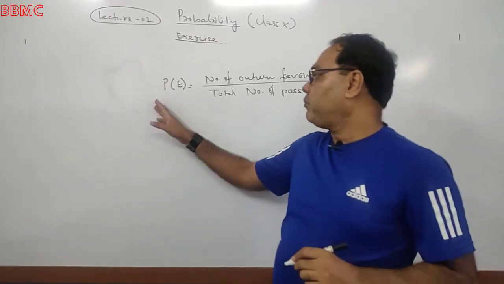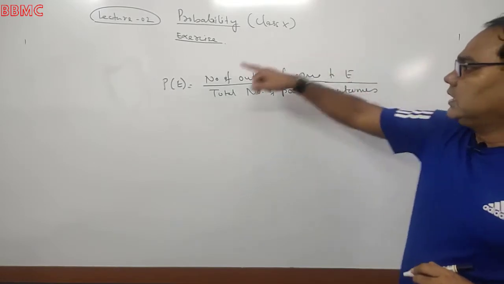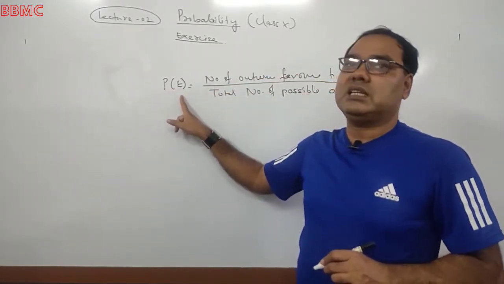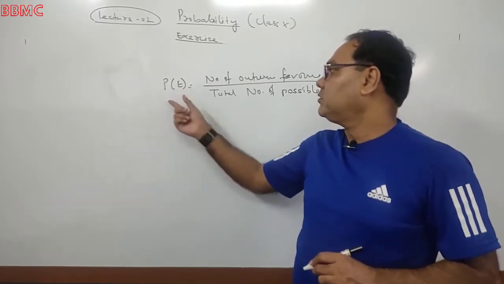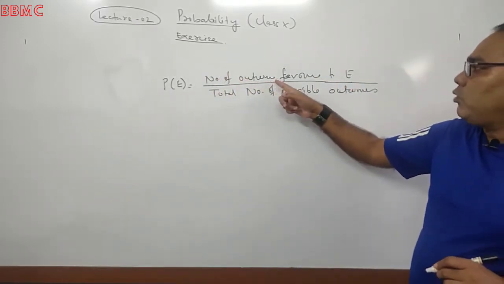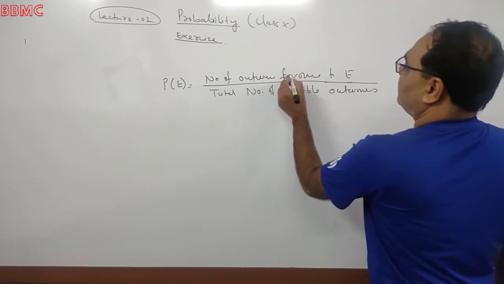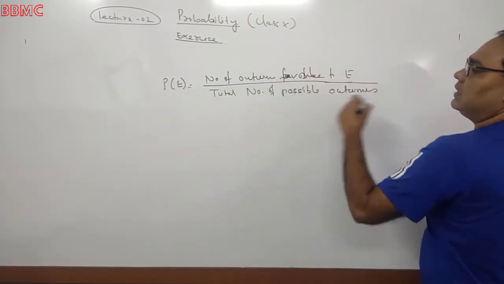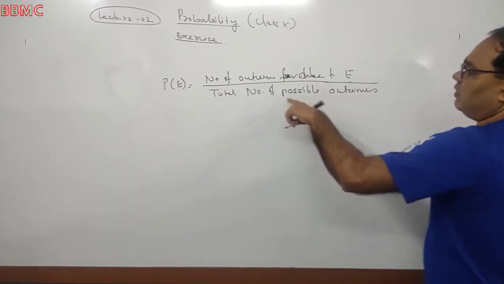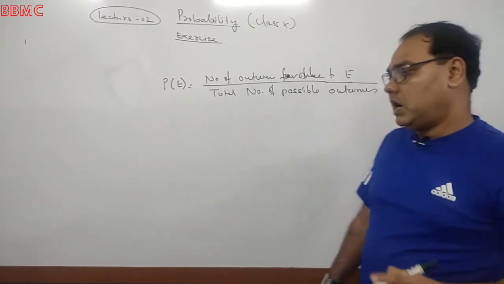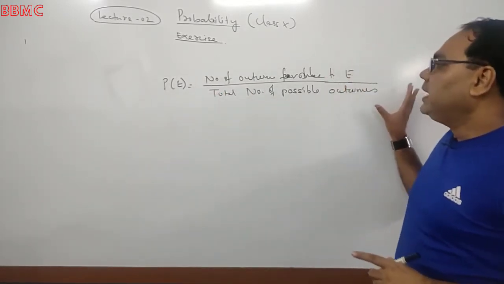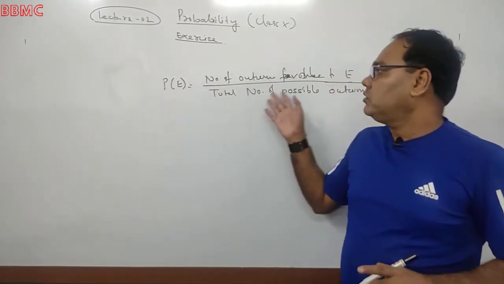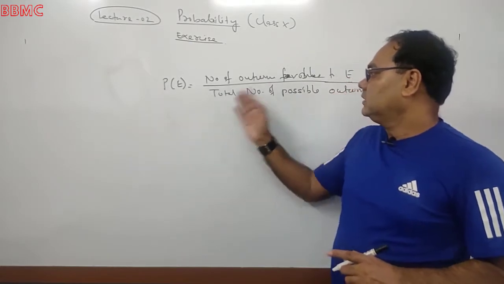In every problem this definition will be needed. P of E, what does P stand for? Probability. E is nothing but an event. P of E is equal to the number of outcomes favorable to E divided by the total number of all possible outcomes. These are the main definitions of this chapter. Everybody must remember this definition.